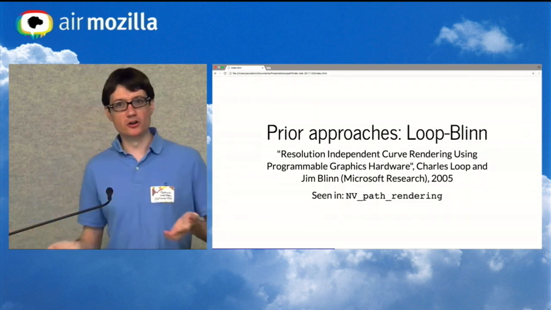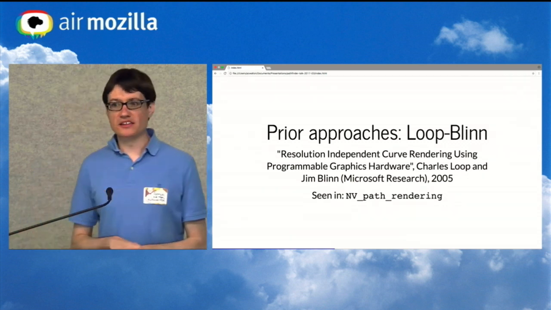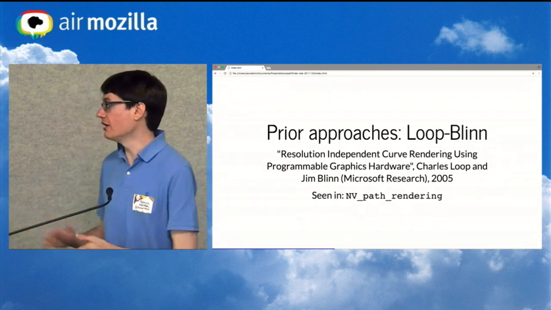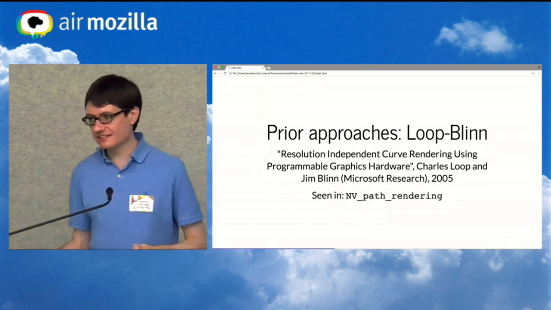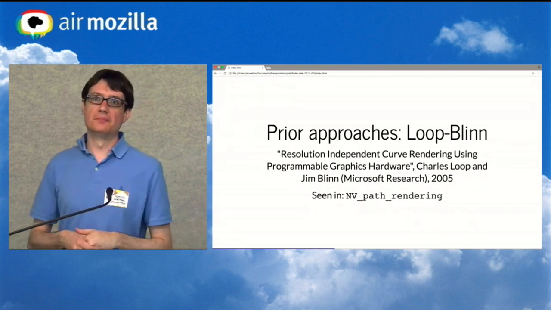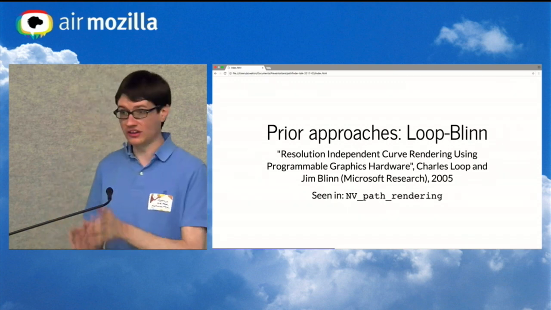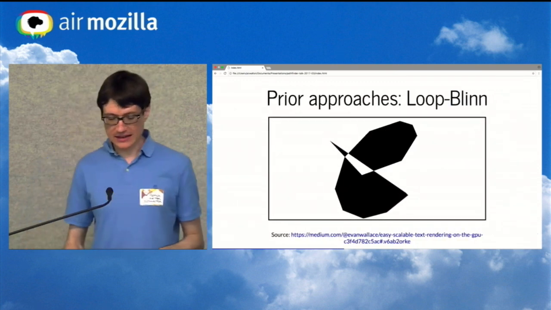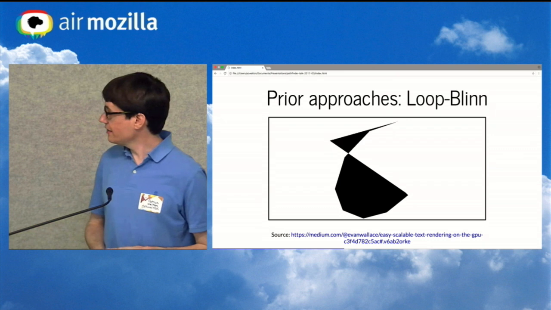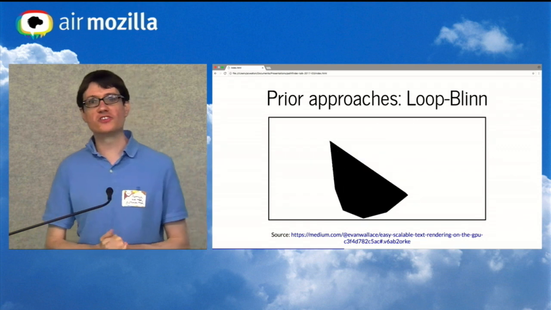This is a very popular one, Loop-Blinn, named for the authors at Microsoft Research. You see this a lot when you see people talk about vector graphics on GPU. A lot of times this is the core of their algorithm. NV path rendering, for example, is NVIDIA's extension for path rendering. It's a very fancy variant of Loop-Blinn. So a lot of times when you see people talk about GPU vector graphics rendering, they're really talking about something built on Loop-Blinn. And here's a really nice image I found from Evan Wallace. This basically shows visually how Loop-Blinn works.